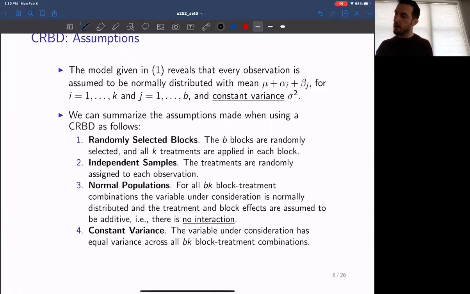Just before I show that, I'll summarize the assumptions here very quickly. So the assumptions are exactly the same as they were for the one-way ANOVA, even though the first one is written a bit confusingly. The first one says randomly selected blocks. So the blocks are randomly selected and all treatments are applied in each block. This is basically the same as saying you're not pre-selecting where the blocks go, and you're not determining on your own without any information how the treatments are applied within each of the blocks.